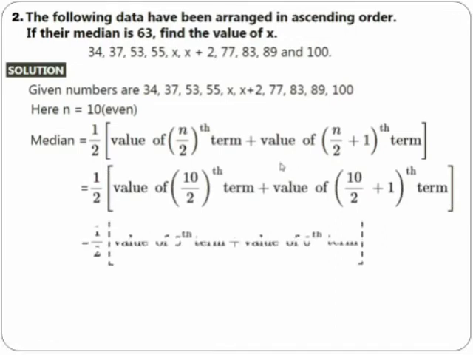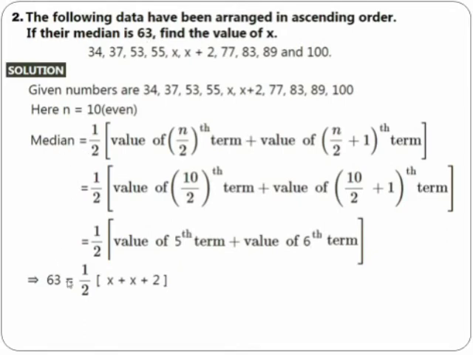So like the earlier one, we have median turns out to be 1 by 2, value of fifth term plus value of sixth term. What is the fifth term here? Let's see, 1, 2, 3, 4, 5. So the fifth term is x, and what is the sixth term? Obviously the sixth term becomes x plus 2. So here we have, okay, so median is given to be how much? It is given to be 63.